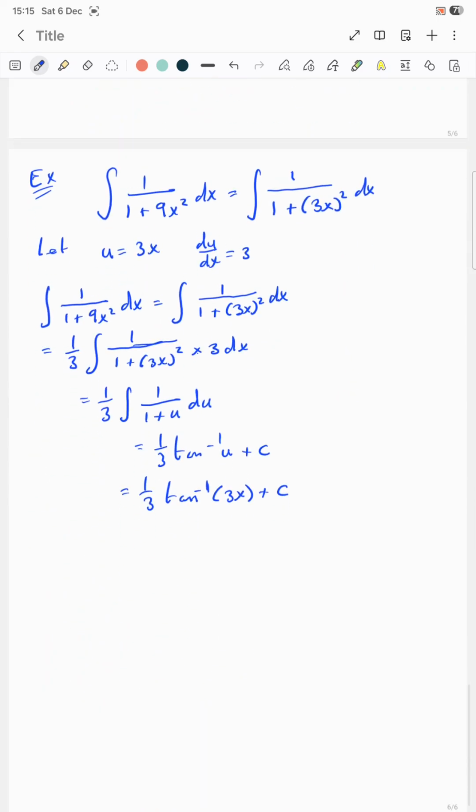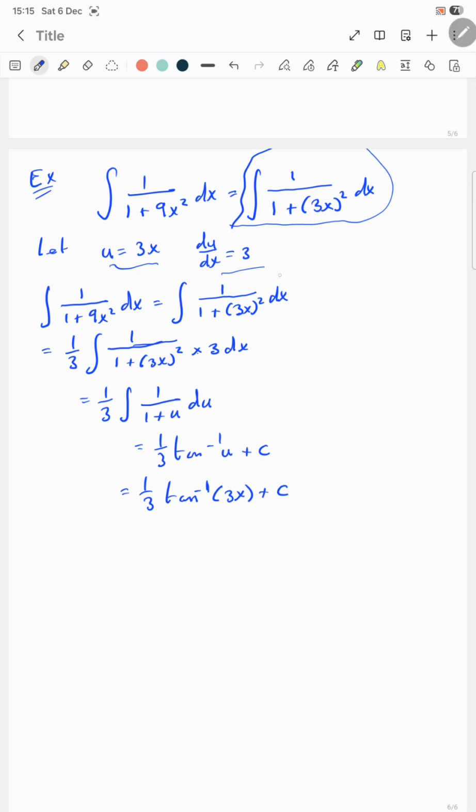Now this is the last example. We're going to do one that's slightly more tricky here. It's an integral of 1 over 1 plus 9x squared dx. But really we can see that this is just the same as this here, which simplifies things quite a bit. So here we can make the substitution of u equals 3x, so du by dx equals 3.